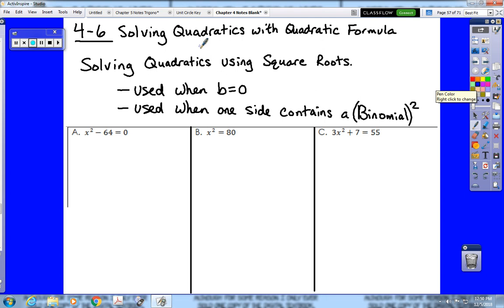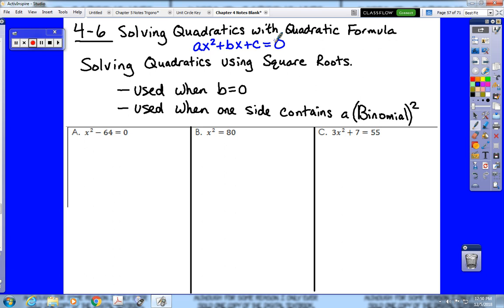So again, we're talking about solving quadratic equations. Quadratic equations are any equation that comes in the form ax squared plus bx plus c equals 0. There are basically three parts to this set of notes: solving quadratic equations using square roots, talking about the discriminant, and then solving with the quadratic formula.